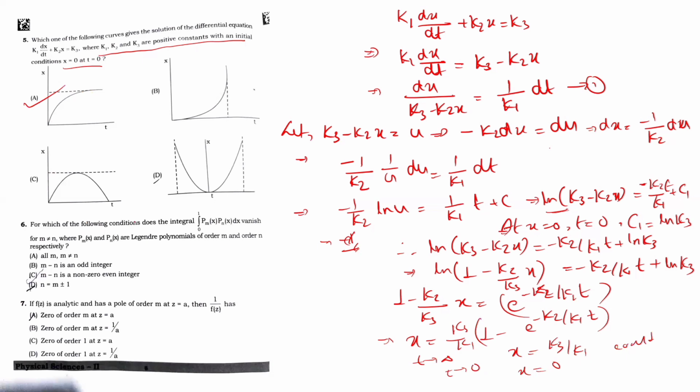For which of the following conditions does the integration from 0 to 1 of Pm(x) Pn(x) dx vanish for m not equal to n, where Pm(x) and Pn(x) are the Legendre polynomials of order m and n respectively? So if you remember and if you have studied a bit, then you can directly write that m minus n is a non-zero even integer only. This is how you can write.